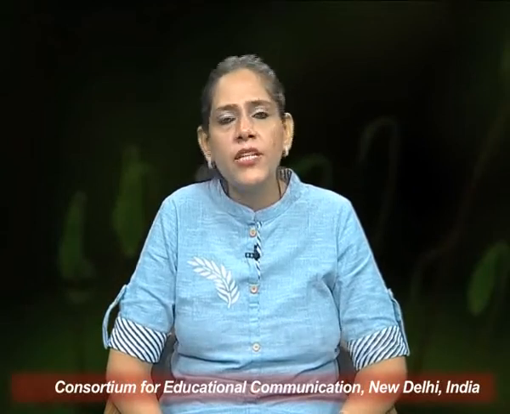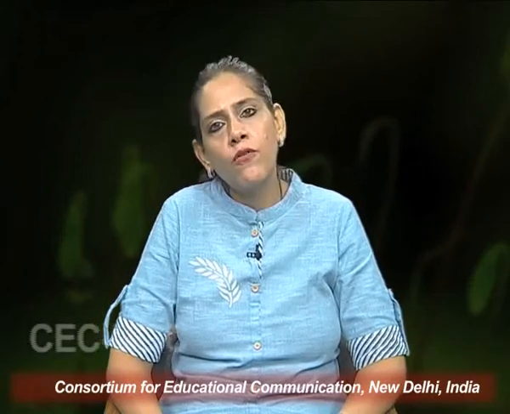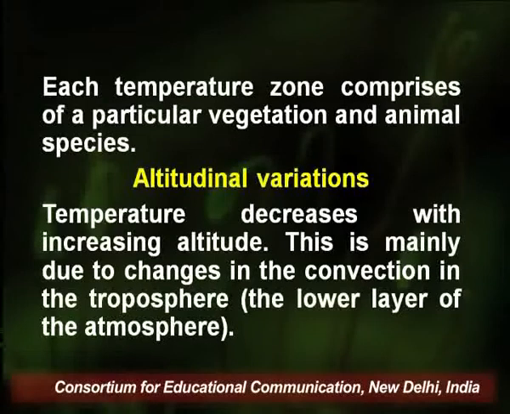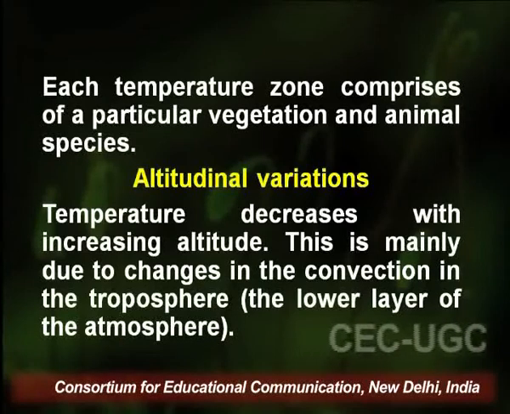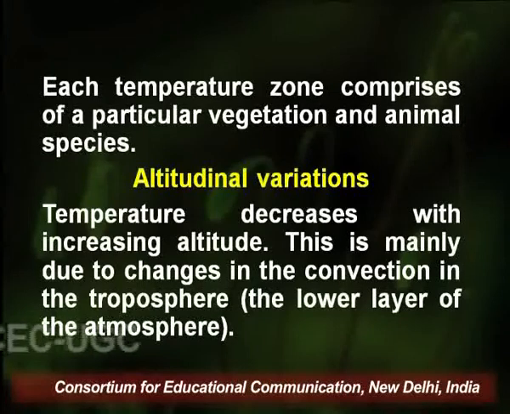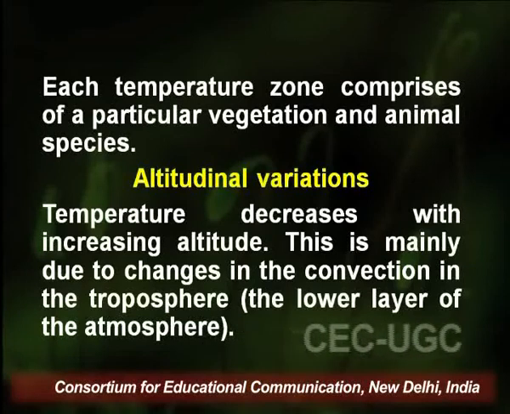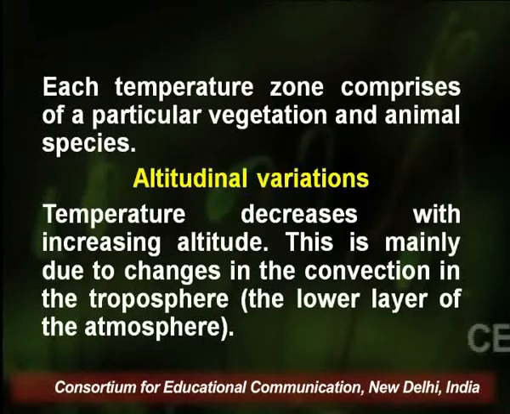Now, each temperature zone comprises particular vegetation and animal species. If we talk now of altitudinal variations, temperature decreases with increasing altitude. This is mainly due to changes in the convection in the troposphere. The lower layer of the atmosphere is the troposphere. So, temperature decreases with increasing altitude, and why is it happening? It is happening due to the change in the convection of the lower atmospheric layers.